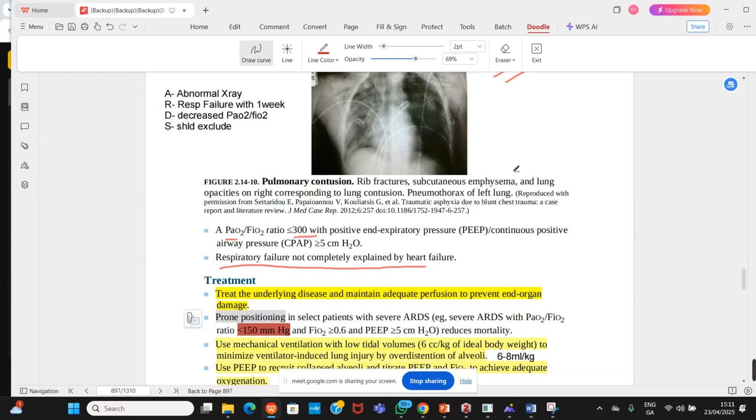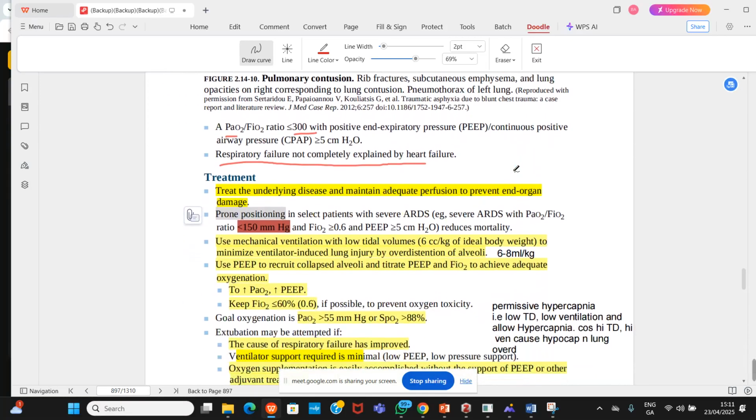We are doing our imaging and we are seeing bilateral opacity after 24 hours of the insult. We measure our PaO2/FiO2 ratio, it is less than 300, and we have excluded heart failure. ARDS. So what do you want to do? Go and treat the underlying problem.